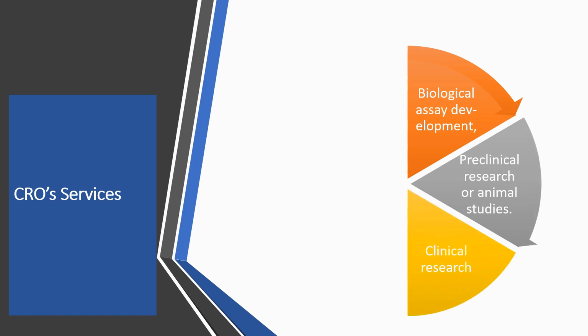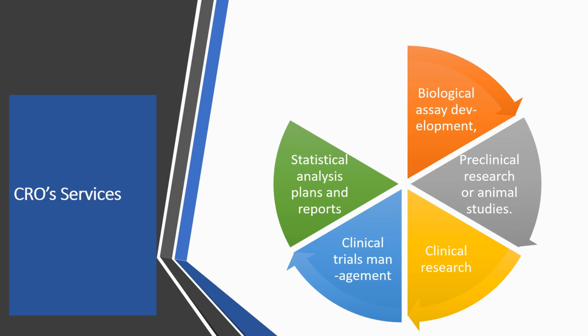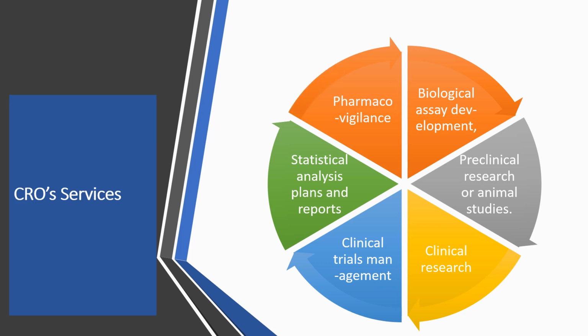Clinical research. This includes trial monitoring as well, where CROs hire their own CRA or clinical research associates who monitor the site for feasibility and site qualification. They also make sure that the site follows good clinical practice and the protocol. Other services include clinical trial management, which includes project management, database design and build, clinical trial data management, medicine and disease coding, quality and metric reporting, followed by statistical analysis plan and reports, followed by pharmacovigilance.